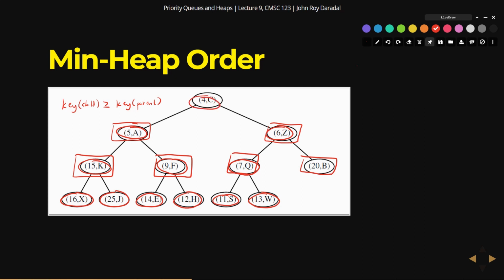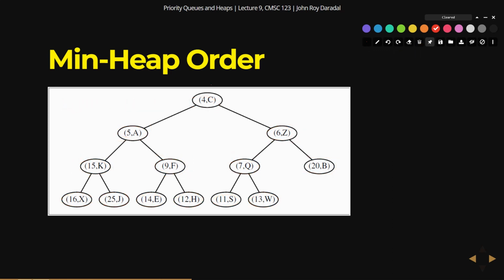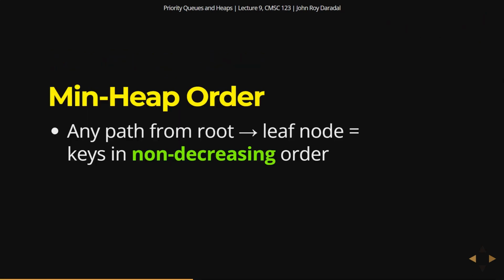Okay? So you'll notice that the smallest key should be at the root. So you have 4, 5, 6. All of the other keys here are greater than the one at the root, which is 4. Okay? So that is min heap order. It also has the following property.